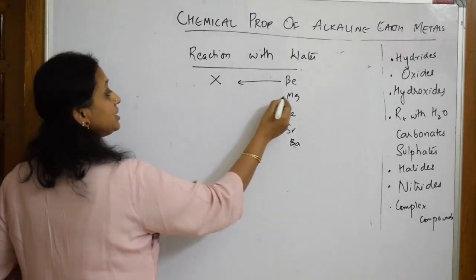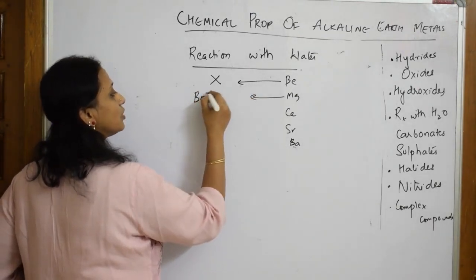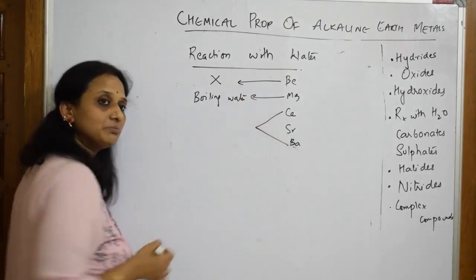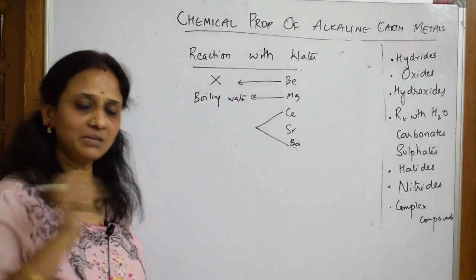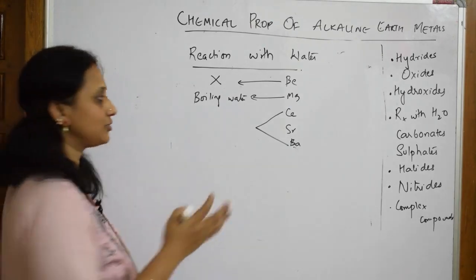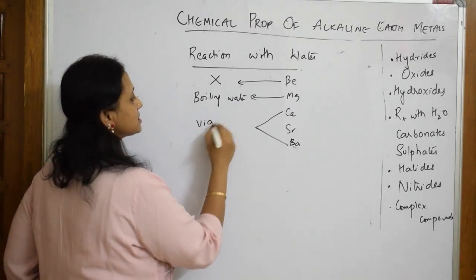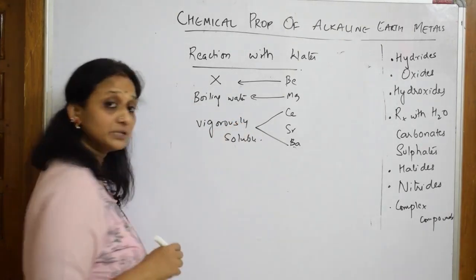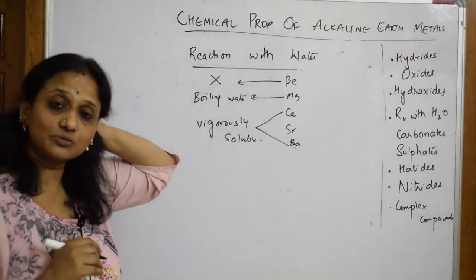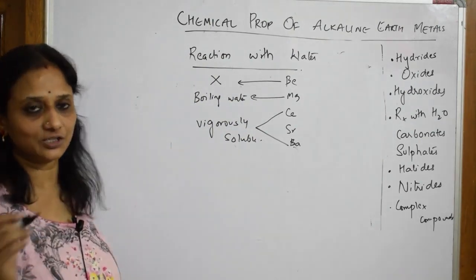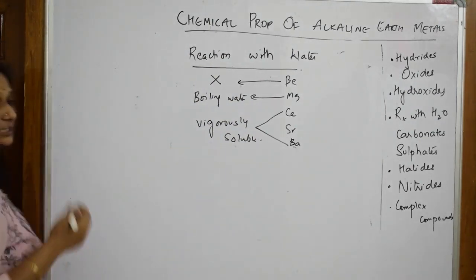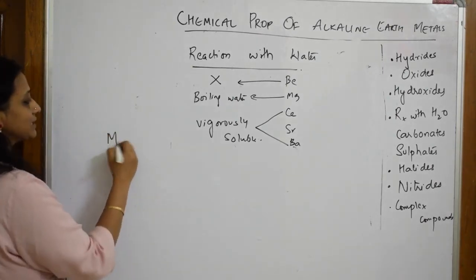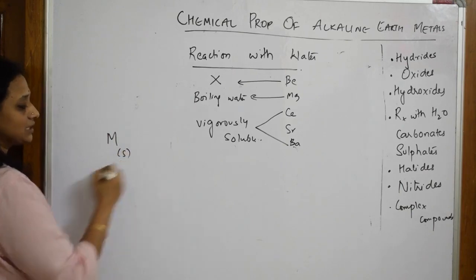When it comes to magnesium, magnesium dissolves only in boiling water. Remember that. Calcium, strontium and barium, all three will immediately and vigorously dissolve in water. Now, after giving the general information, remember this: if they give you an option, don't try to put a product for beryllium, it is no reaction. So what is the general reaction that forms? Suppose I take any of these metals, except beryllium, as a solid.